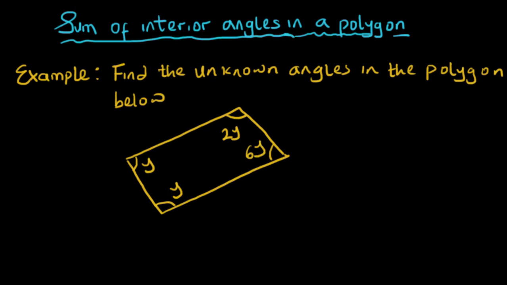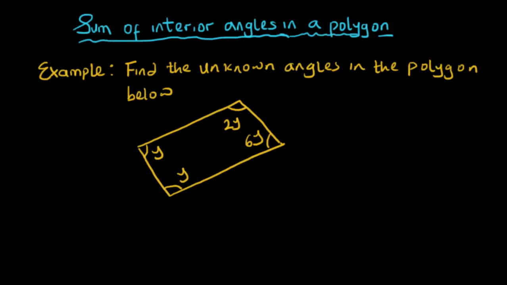When you have a question like this, the first thing you want to do is to find the sum of interior angles in this polygon, because that's the only way you can find the unknown angles in the polygon. So let's find the sum of interior angles in this polygon. How many sides has this polygon? It has 1, 2, 3, 4. So we know that n equals 4.